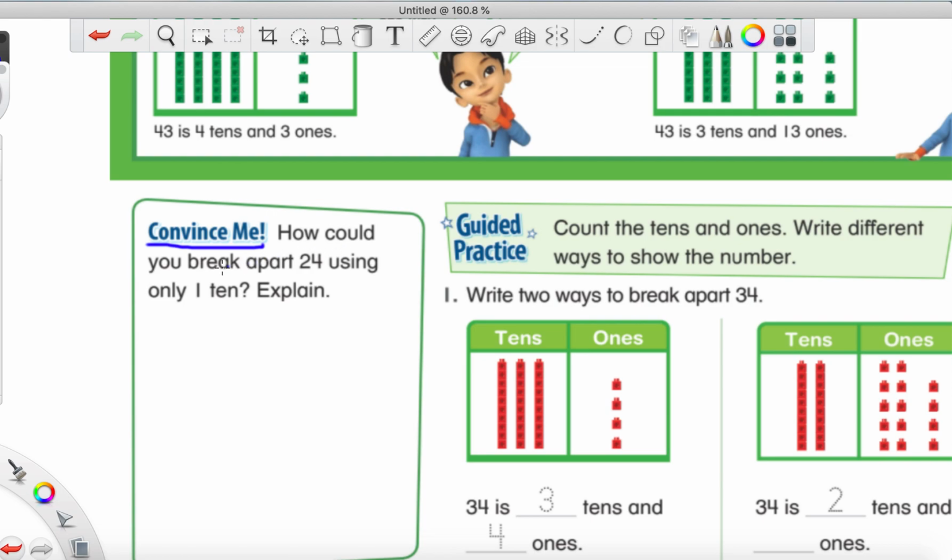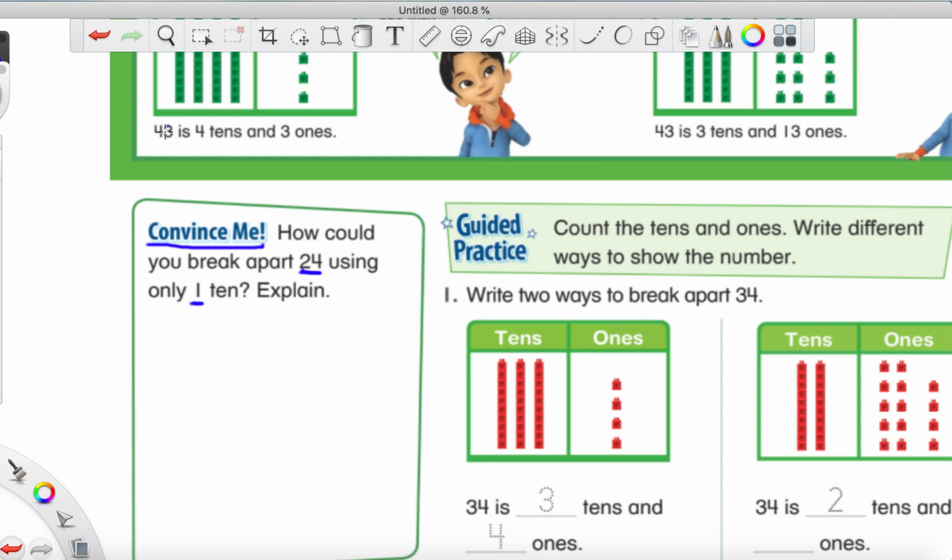It says, how could you break apart 24 using only 1 10? So if you're only using 1 10, that means the rest of them have to be 1s. So we can do this in 2 steps, okay? I want to make sure I show you guys this problem in 2 steps because it might be a little bit easier to understand. But then I will also make sure I go over it again from the start, where maybe you don't want to use 2 steps. Maybe you're super smart and you just want to learn the quicker way. I'll show you both ways.